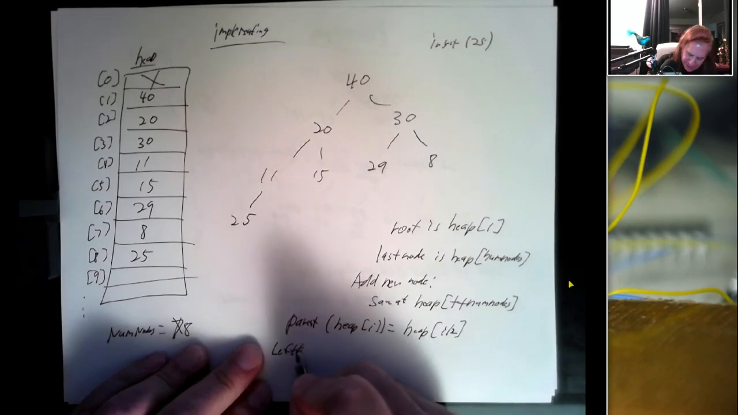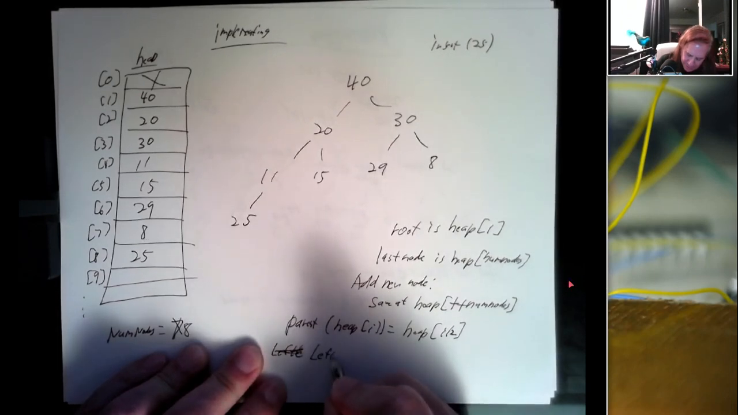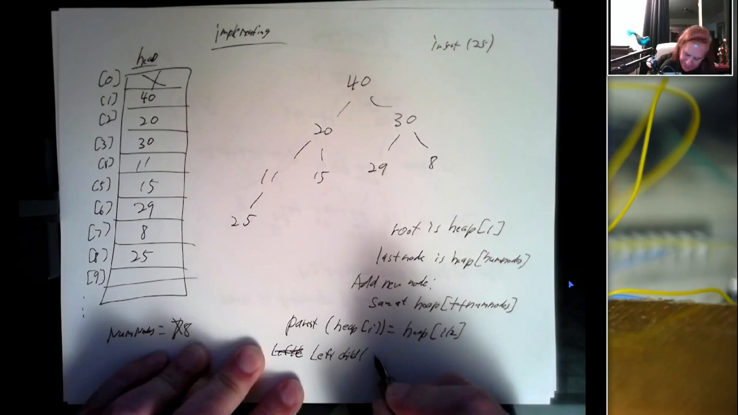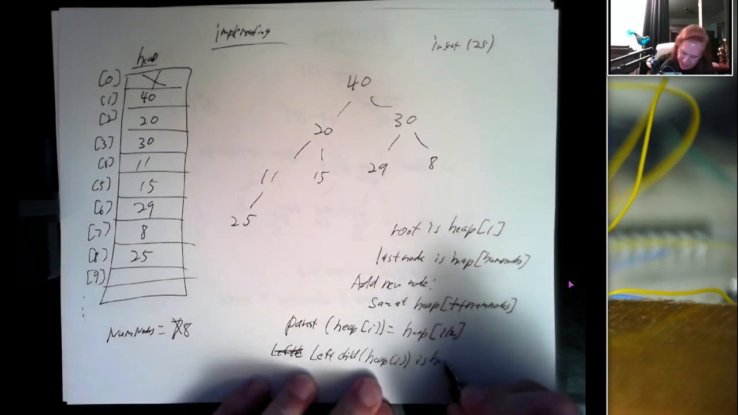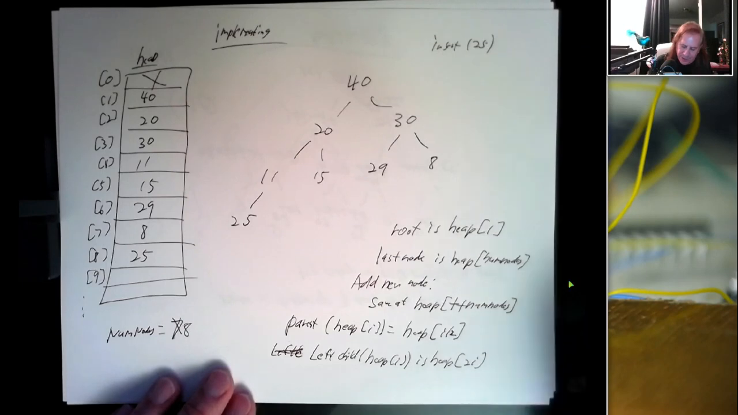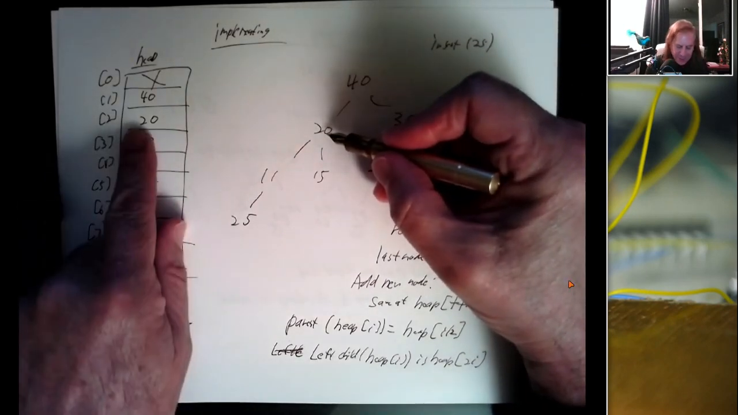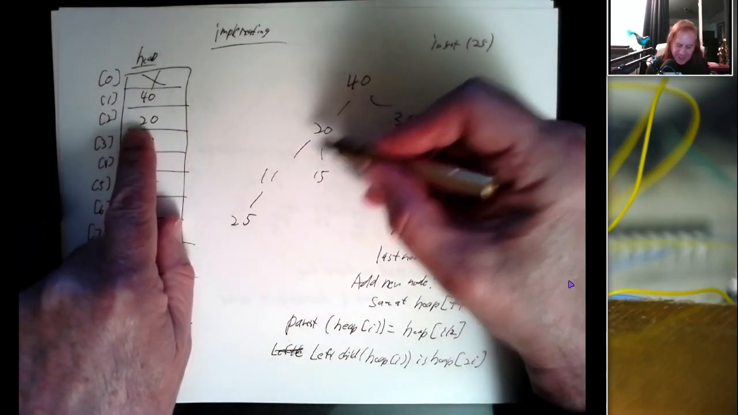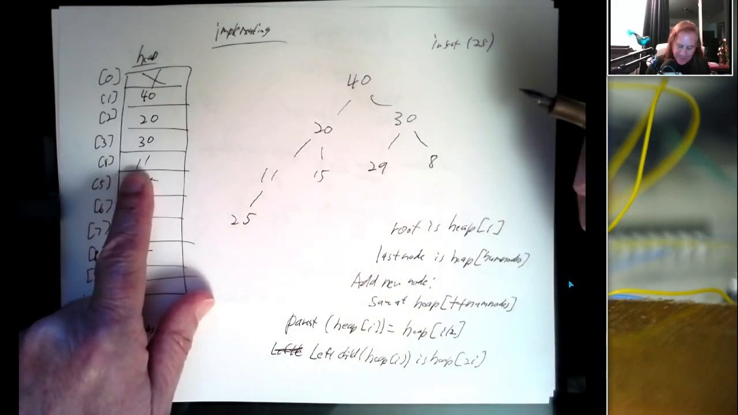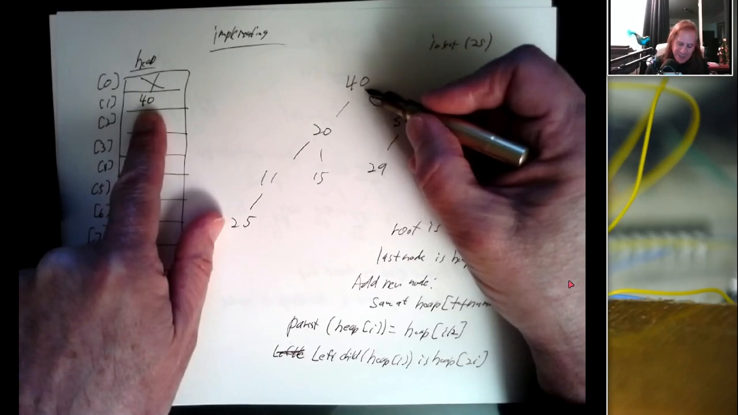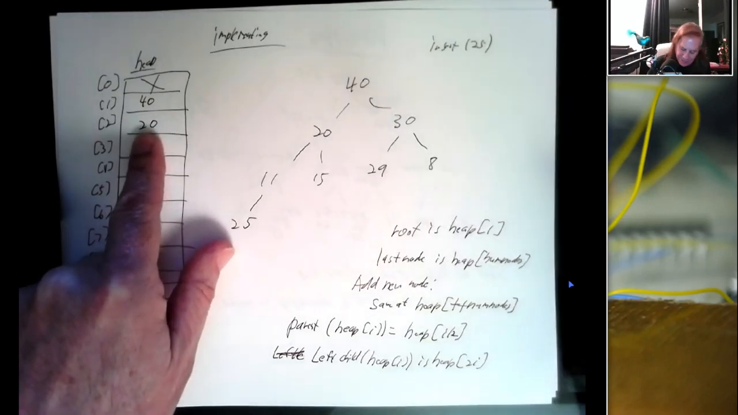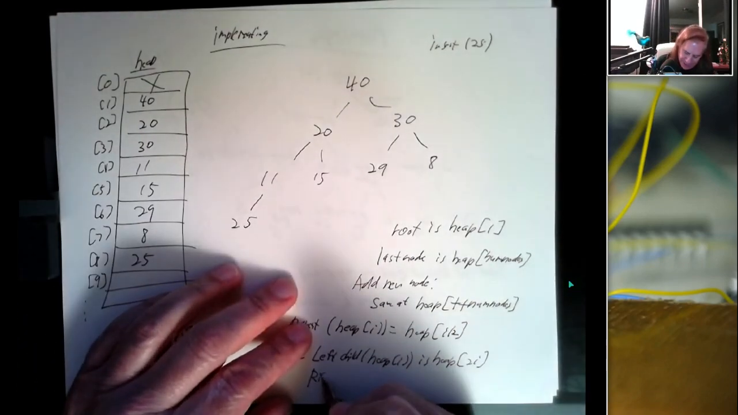And moving down is also easy. The left child of heap[i] is heap[2i]. So who's the left child of 20? Well, 20 is at index 2. The left child should be at index 4. That's 11. Who's the left child of 40? 40 is at index 1. Left child should be at index 2. That's the 20.